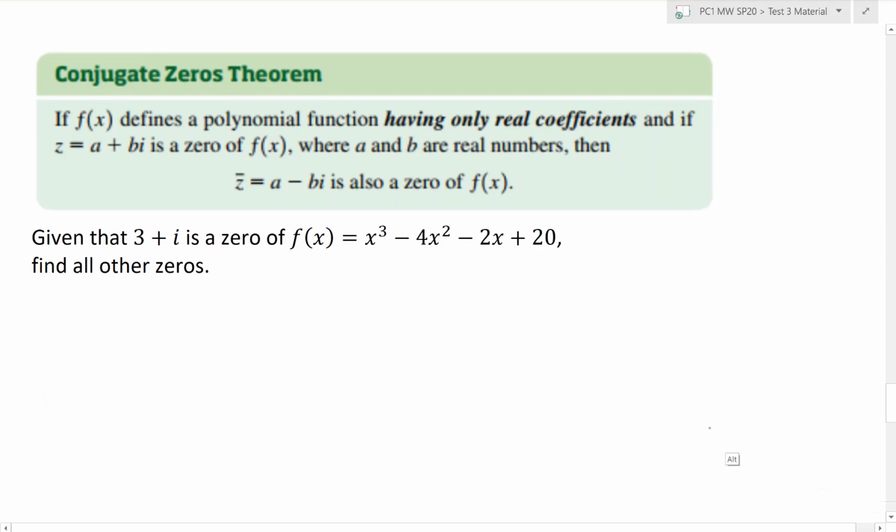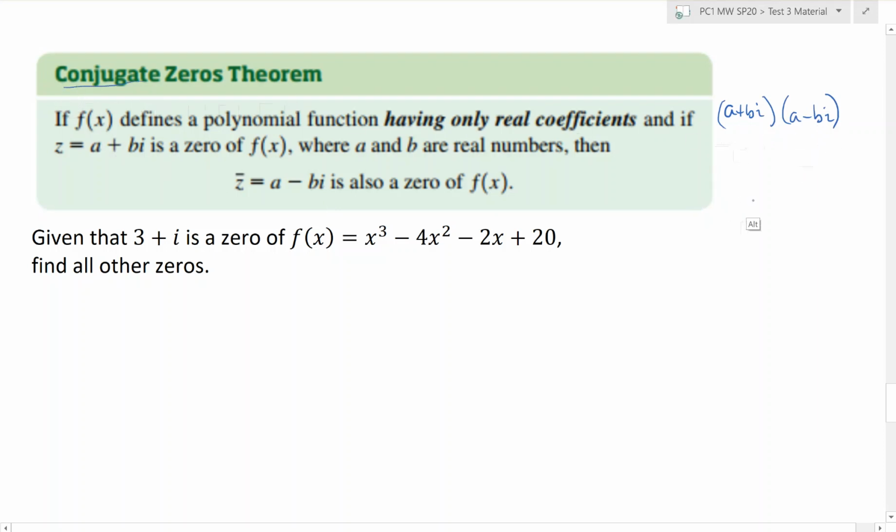Right, the conjugate zeros theorem says that if f of x defines a polynomial function having only real coefficients, and if z equals a plus bi is a zero of f of x, where a and b are real numbers, then z bar, which is a minus bi, is also a zero of f of x. If you remember, I'm multiplying a plus bi and a minus bi, I'm multiplying conjugate pairs. There we go, conjugate zeros theorem.